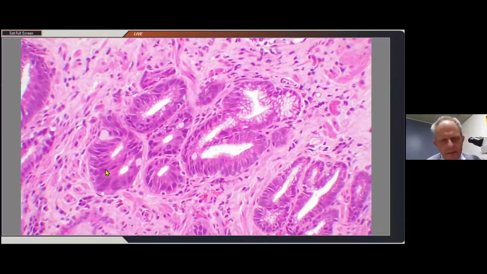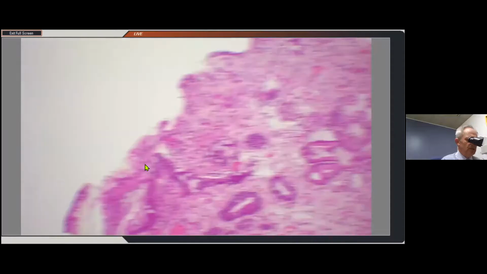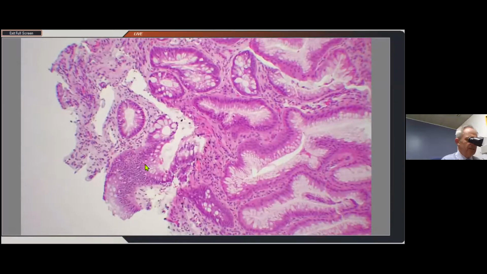In other words, we're not saying there's definitive evidence of dysplasia, and we are not saying that there is no dysplasia. So this would be indefinite for dysplasia, and the patient would be followed up according to your usual protocols. So that's a nice case then of Barrett's esophagus, showing you all the changes that are characteristically found.